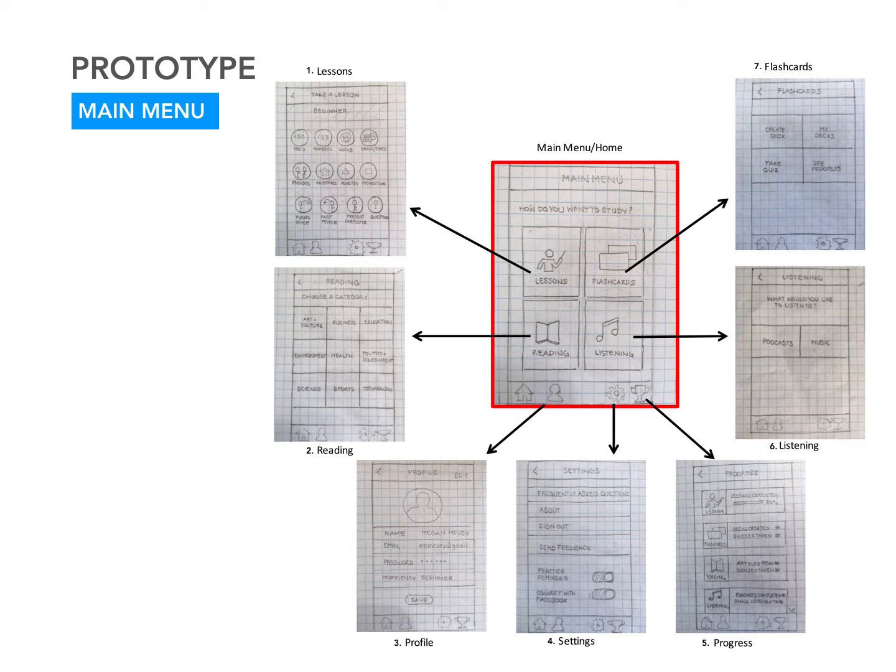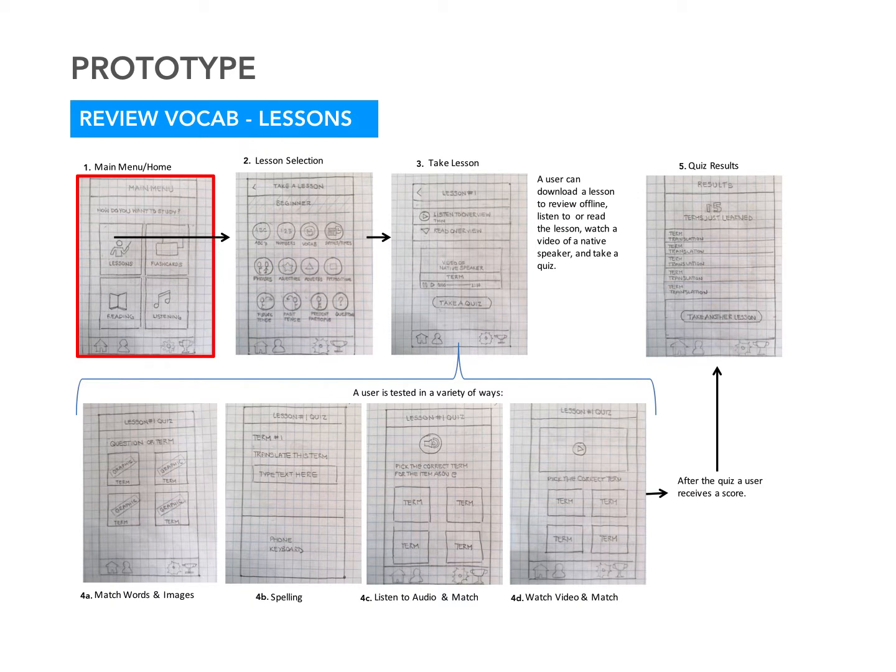At the bottom of the screen, you can see the profile, settings, and progress screens, and those are just the main menu nav icons. Again, for the 4 different ways you can learn, the first way being lessons, I'll just run through these really quick. You can take a lesson, listen to native speakers, then take a quiz, where a user can be tested in a variety of ways, and then you get a results screen.